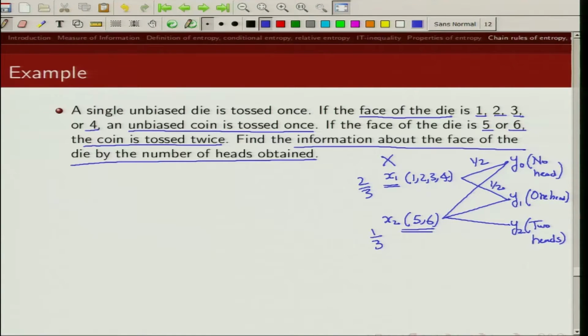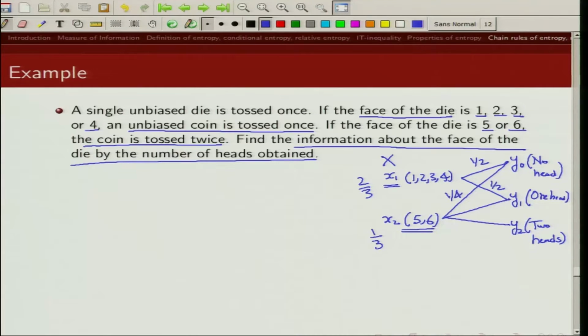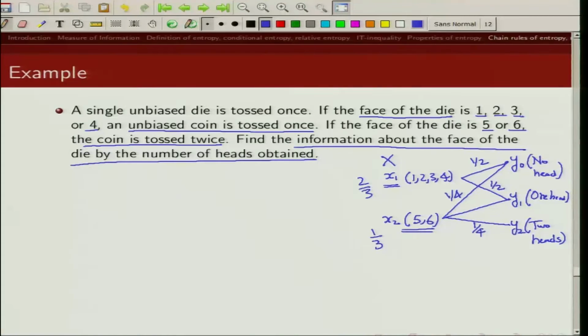Now if I get x2, which is the face of the dice being 5 or 6, then I am tossing the coin twice. So what is the probability of getting no head? That is half into half, so this will be 1 by 4. And what is the probability of getting two heads? I have to get head in the first toss as well as head in the second toss. So that probability is half into half, so that is again 1 by 4. And what is the probability of getting one head? I can either get head in the first toss and tail in the second toss, or tail in the first toss and head in the second toss. So the probability of this and the probability of this add up to half.